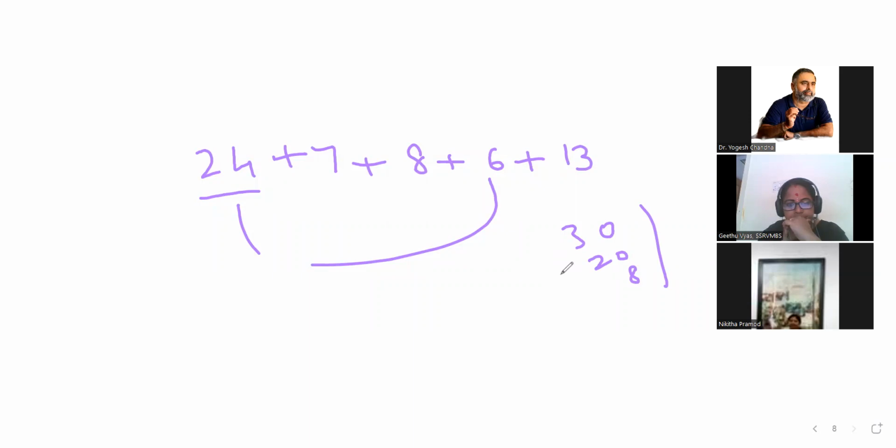Until and unless they make their own solutions, that is where they will expand themselves. 13 plus 38 plus 27.